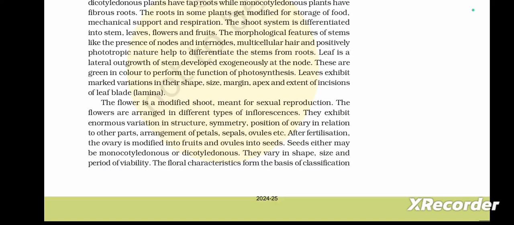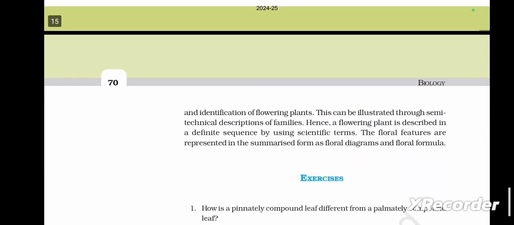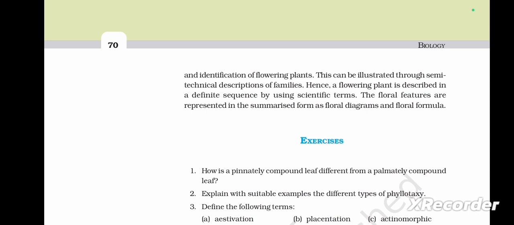The floral characteristics form the basis of classification and identification of flowering plants. This can be illustrated through semi-technical descriptions of families. Hence, a flowering plant is described in a definite sequence by using scientific terms. The floral features are represented in summarized form as floral diagrams and floral formula. So with this we are done with chapter 5.